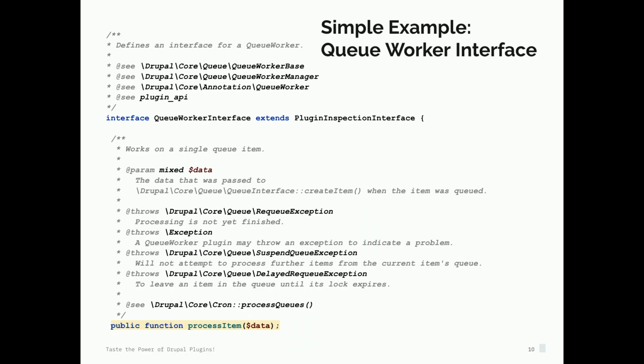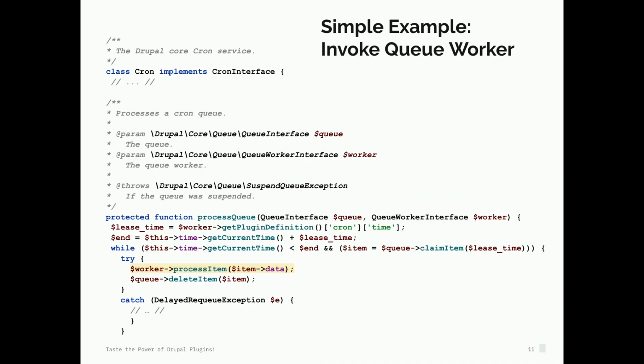And then, of course, the plugin itself has to have an interface, and the queue worker interface is very simple. It has one method, process item: give me some data, and process it. So it's actually pretty easy to get started.